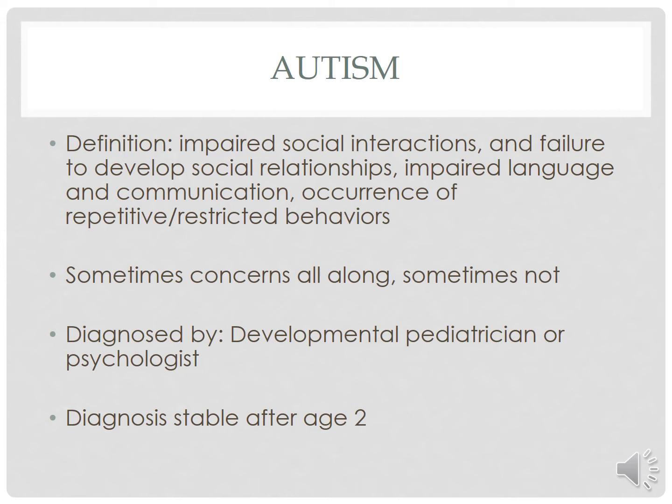So in the DSM-5, which has been out for a couple of years now, the definition of autism, I'm just going to read it with you here, is impaired social interactions and failure to develop social relationships. That's the first part. The second part is impaired language and communication and the occurrence of repetitive restrictive behaviors. So the repetitive and restrictive behaviors are what we sometimes call stimming. The restrictive behaviors are things like, most preschoolers that I know and that many other people know with autism are very hyper-focused on Thomas the Tank Engine for some reason. They have very restricted interests.